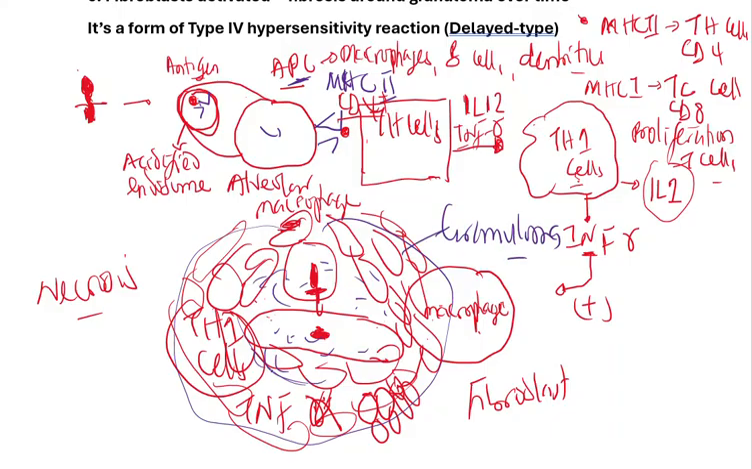So this is what we call a granuloma, and that granuloma could become calcified. And this type of calcification is going to be called what? Dystrophic calcification. So dystrophic calcification is when you are depositing calcium in a necrotic tissue, right?